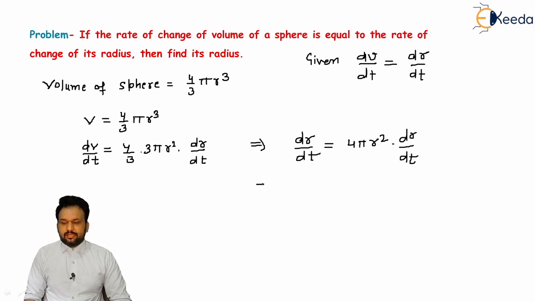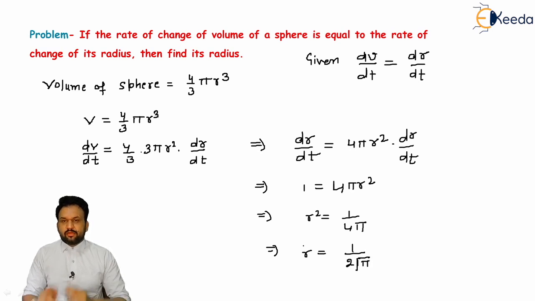So here dr by dt on both sides will be cancelled and you get 1 is equal to 4 pi r square. And from this relation you can see that r square is equal to 1 by 4 pi. From here you can say that r is equal to 1 by 2 under root pi. It gives positive and negative both, but if we are talking about radius, volume, surface area, curved surface area, in all these quantities we need to take only the positive value. So here your required radius is 1 by 2 under root pi.